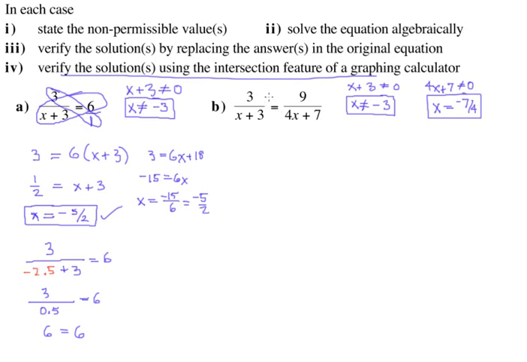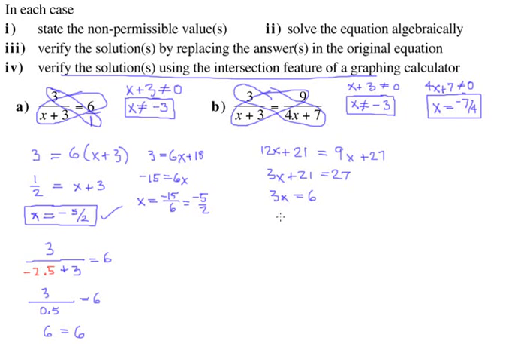Okay, now the algebraic solution. We cross multiply, which means we go this way and we go this way. Multiply those two. We get 3 times 4x plus 7, which is 12x plus 21. Going the other way, we get 9 times x plus 3, which comes out to 9x plus 27. And now we have to solve this. Subtract 9x from each side. Subtract 21 from each side. Divide by 3. And there's our solution. That actually went faster than I was expecting.